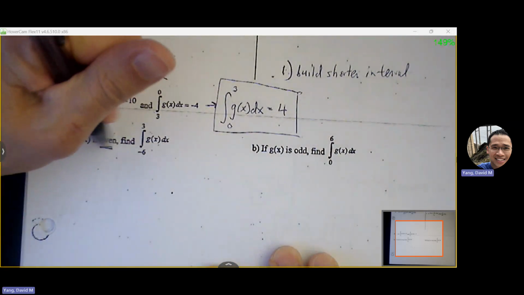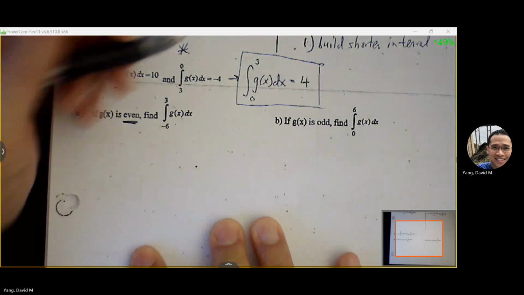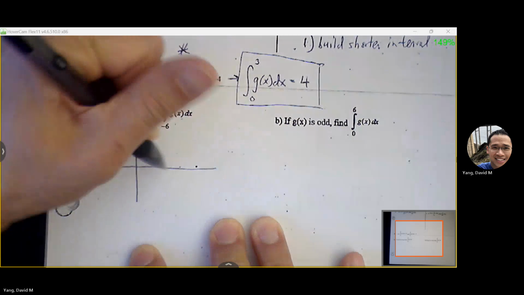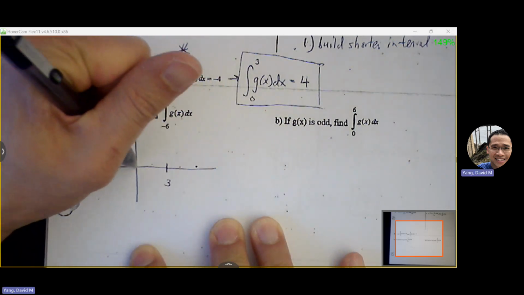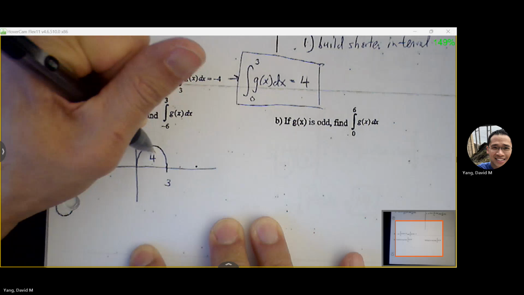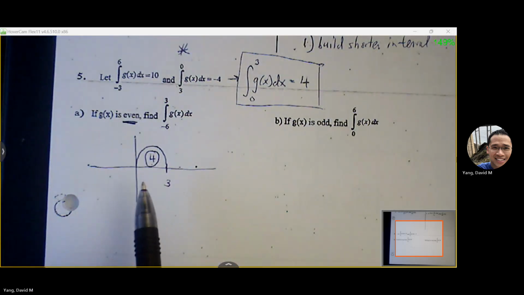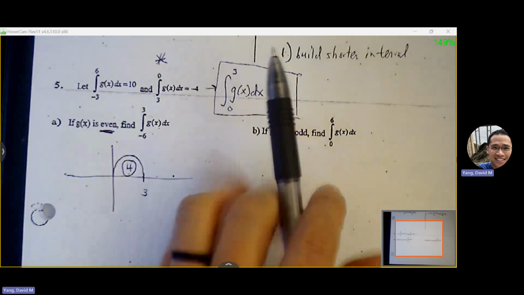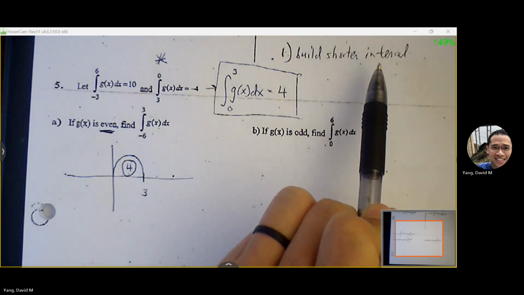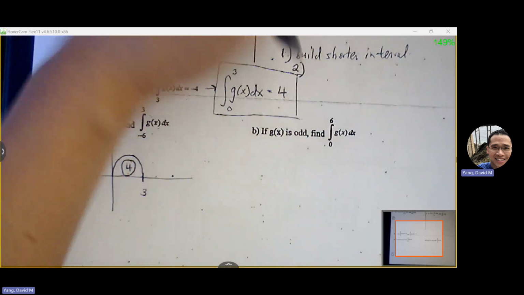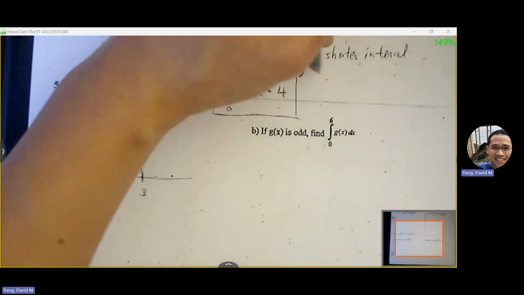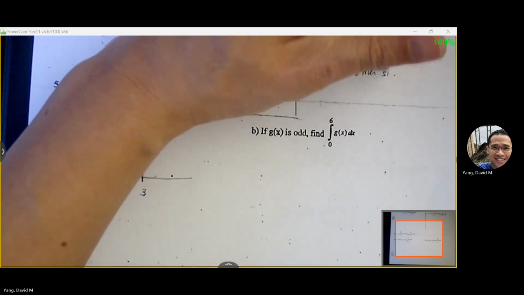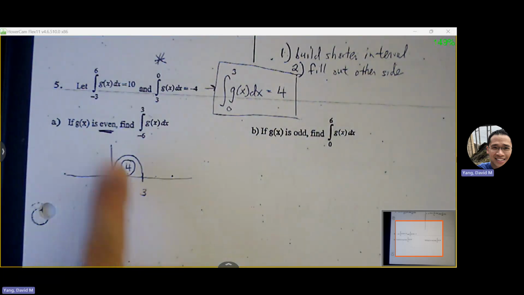Part A is creating an even function. So from 0 to 3, we're going to create a region and call it 4, above the x-axis. Okay, as soon as we get done with that shorter interval, we still don't want to move to the larger interval. We want to go ahead and fill out the other side. So this is showing 4, and it's an even function.